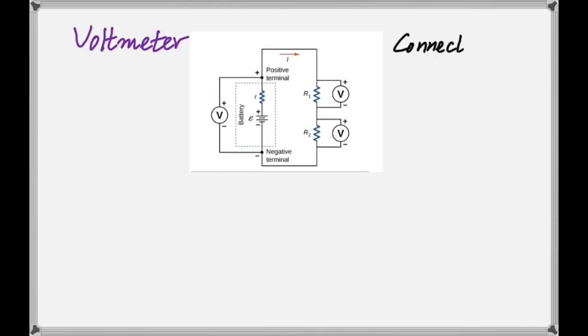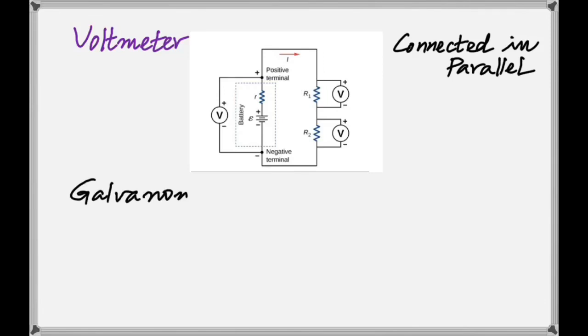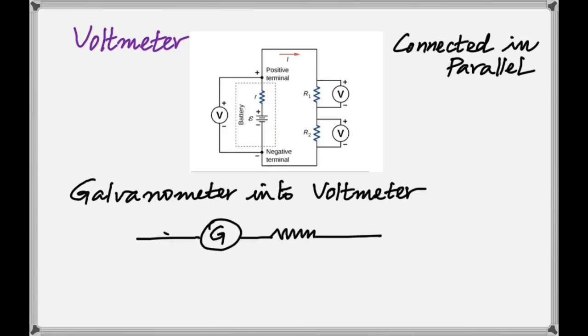Whenever a voltmeter is used in a circuit, it's always connected in parallel, as you can see, because you need to measure the same voltage. That's a big difference. Voltmeters are always connected in parallel. And how do you convert a galvanometer into a voltmeter? The exact opposite of what you did before. So now you connect a very high resistance in series with the galvanometer.